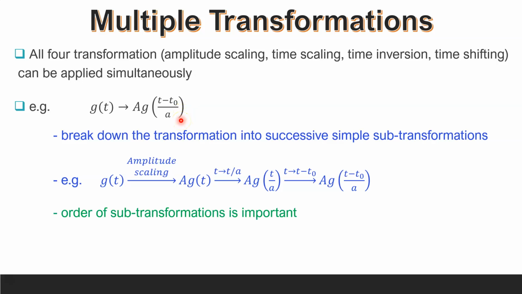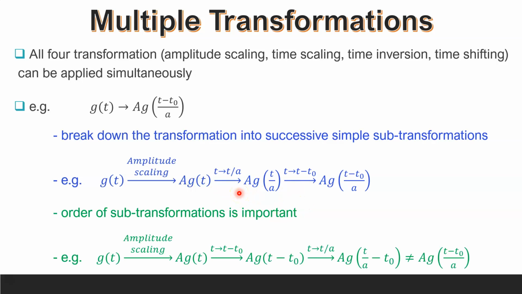Now, you want to take note that the order of sub-transformation is important. For example, if these two transformations, the time scaling and the time shifting, you interchange, you actually will get a different equation, or different result. For example, like this, where you perform time shifting first and then you perform time scaling, you will get a result like this, which is actually not equivalent to the transformation that is required by the question.